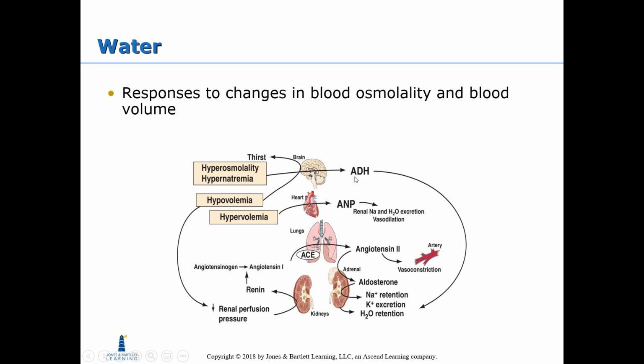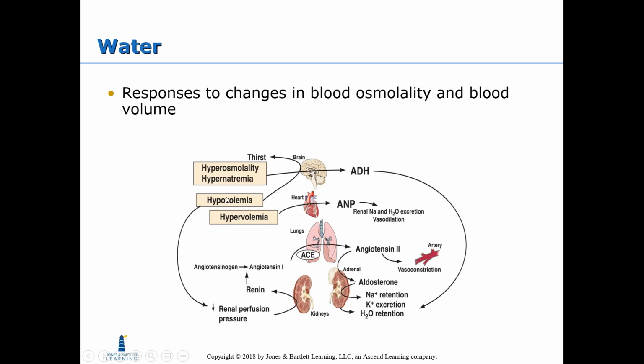Antidiuretic hormone. Anti means against. Diuretic is talking about the loss of water. So the antidiuretic hormone is against diuresis. In other words, it's going to cause water retention in the body. So water is going to be retained. ADH is going to directly cause the reabsorption of water from the kidney tubules.